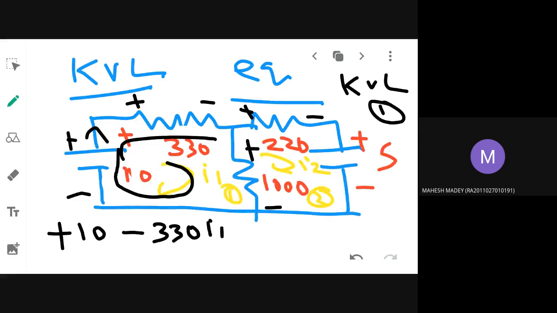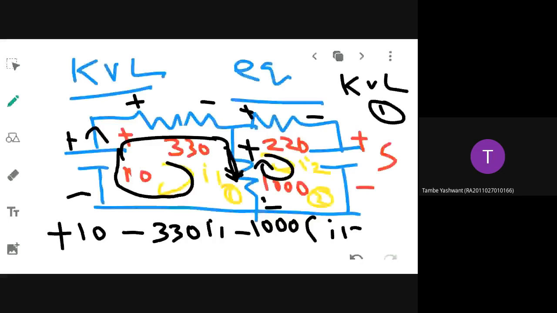I1. Okay, then I will consider this 1K. 1K again, plus minus, it's going. So what will be the sign that I will give? Negative. Minus. So 1000 (I1 plus I2). I told you yesterday, here also I am assuming clockwise. Here also I am assuming clockwise. So both are opposing. So I will be I1 assuming minus I1 minus I1 I2 minus is equal to 0. Let this be equation number 1.